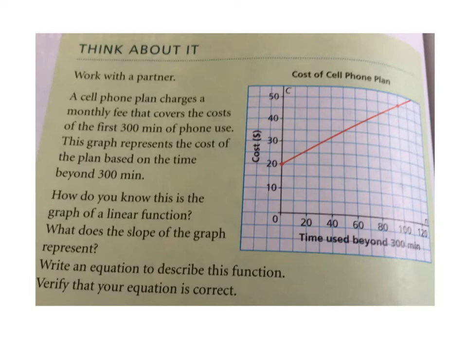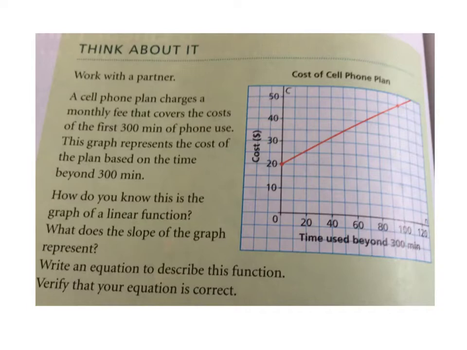Yesterday we started talking about making connections between linear equations, the slope of a line, and real-life situations. With this question here, this is considered to be a real-life situation where you have the cost of a cell phone plan and the time used beyond 300 minutes. This is a question that's been around for a while. It's a little outdated, but we're going to work with it anyway.